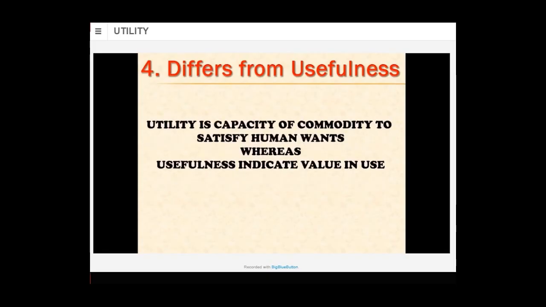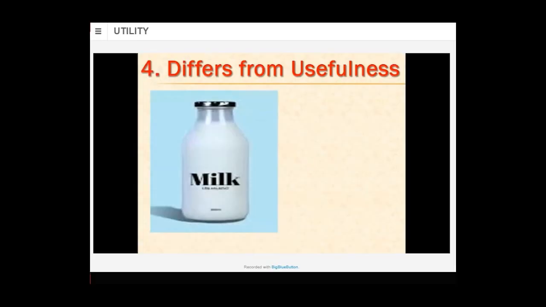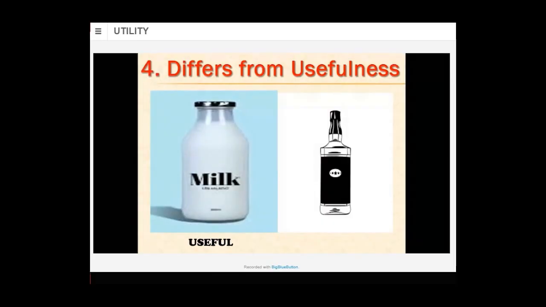Utility differs from usefulness. Some commodities can be useful, whereas some commodities can be harmful. तो यूजफुल रहेगा तो ही यूटिलिटी रहेगा ऐसा जरूरी नहीं है. Even if the commodity may be harmful, but if it satisfies human want, it will have utility. For example, milk is useful and will have utility. Alcohol is harmful, but will have utility for the drunkard.